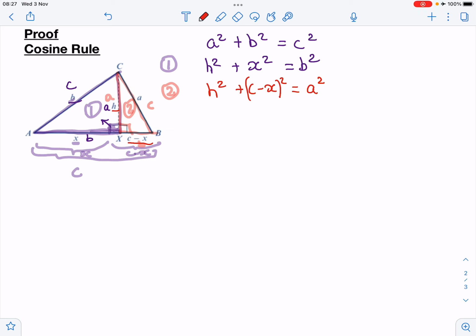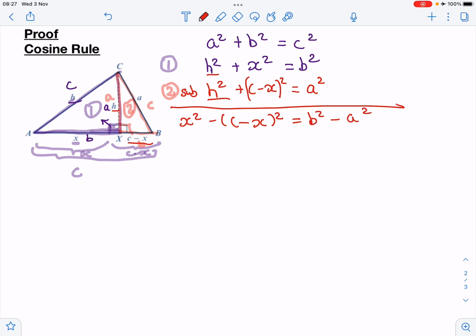It might not look very clear, but we do have a simultaneous equation here which we can solve, because we can remove one variable, which is h squared. To remove one variable, we use simultaneous equations by subtracting the equations. So h squared minus h squared is nothing. x squared minus (c minus x) squared equals b squared minus a squared.